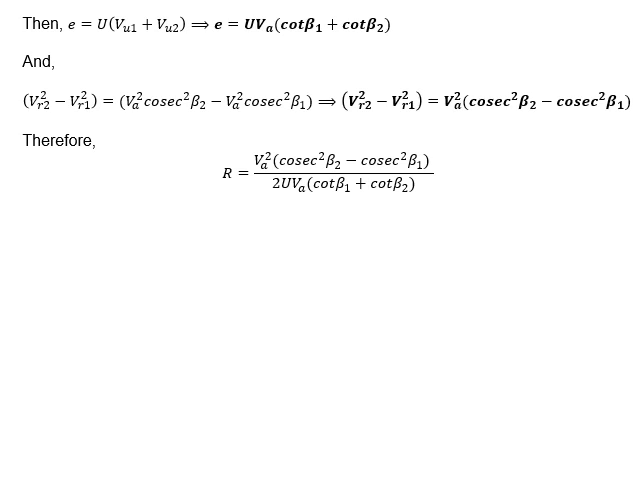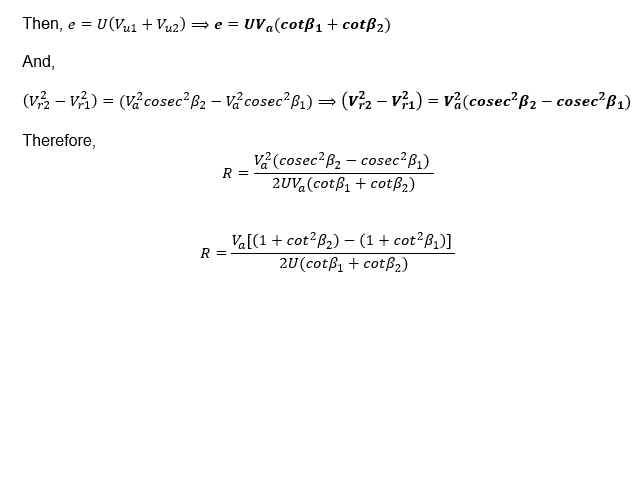Therefore the degree of reaction is equal to the numerator, VR2 square minus VR1 square. The expression for that VR2 square minus VR1 square is V of A square into (cosec square beta 2 minus cosec square beta 1). And for the denominator there is 2E, that is 2 into energy transfer, which now becomes U into V of A (cot beta 1 plus cot beta 2).